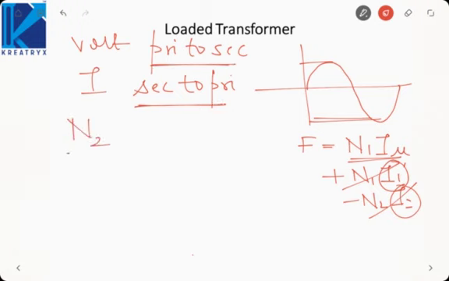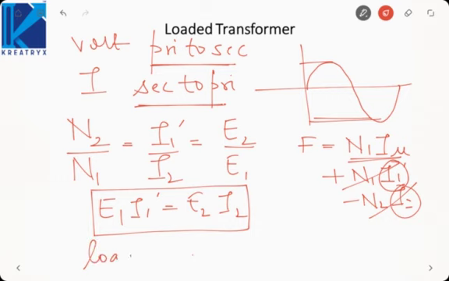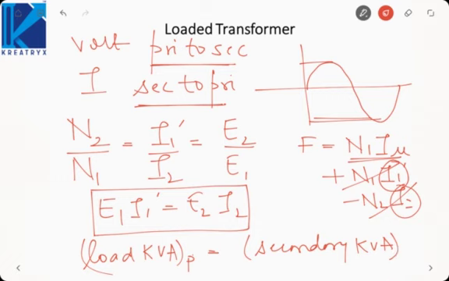Now as we just saw, N2 by N1 is equal to I1 dash by I2 is equal to E2 by E1. N2 by N1 was equal to the voltage ratio. So what we can say is E1 I1 dash is equal to E2 I2. So the load kVA on the primary is equal to the load kVA on the secondary. That means the apparent power due to load current on the primary is equal to the apparent power on the secondary winding.